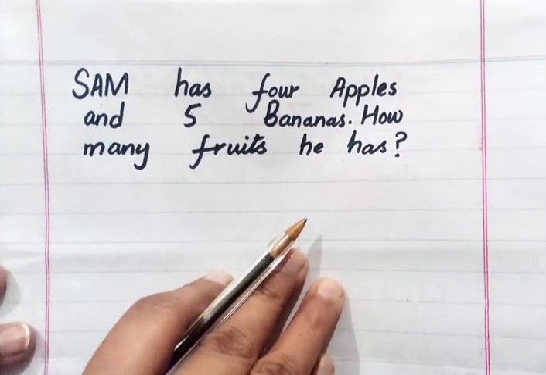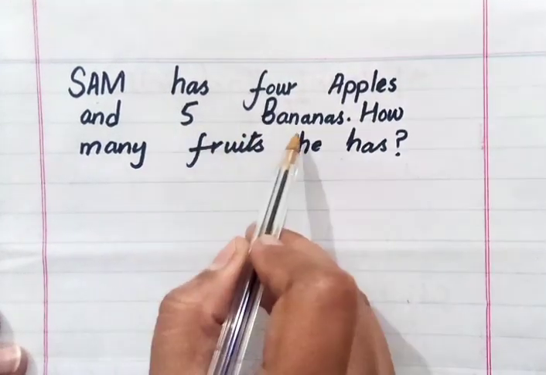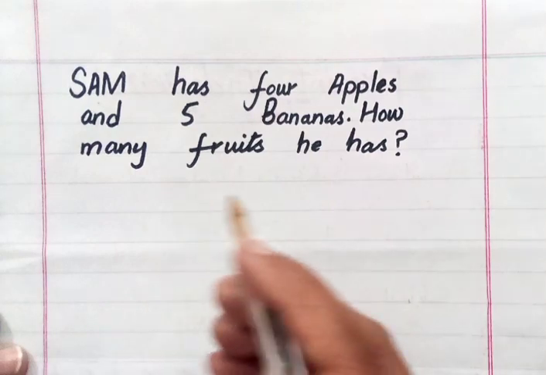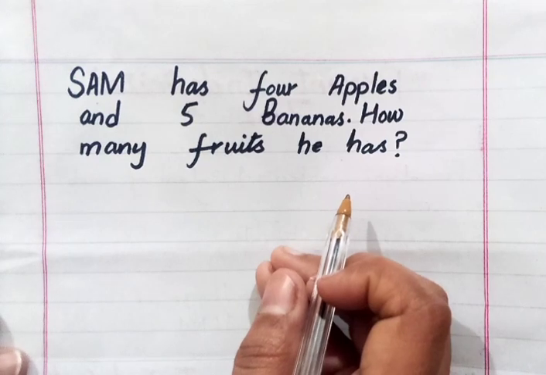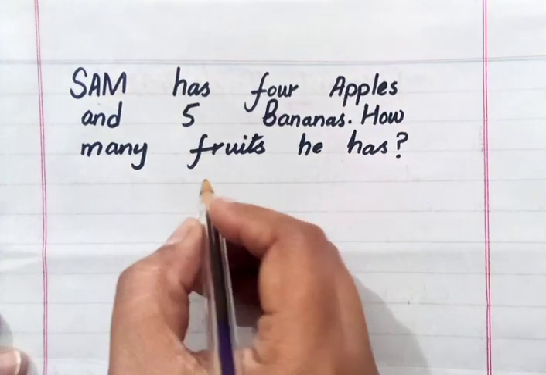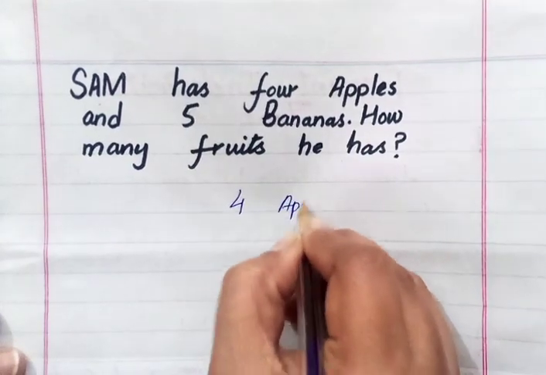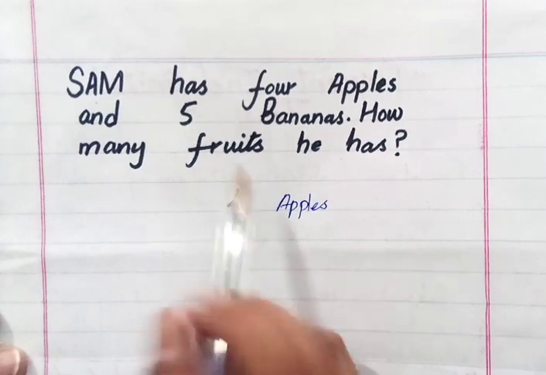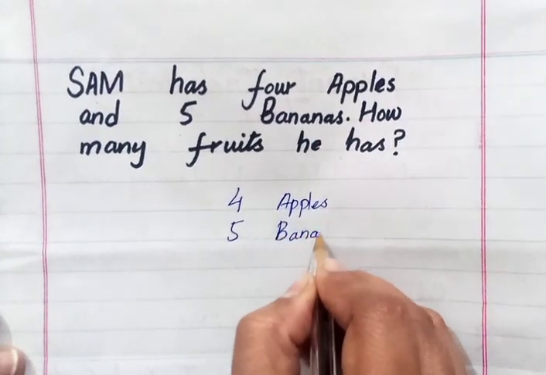This means Sam has a total of 4 apples and a total of 5 bananas. Now we have to evaluate the answer for Sam. We have to evaluate how many fruits he has in total. First of all, we have 4 apples, right? And how many bananas does Sam have? 5. Very good, 5 bananas.